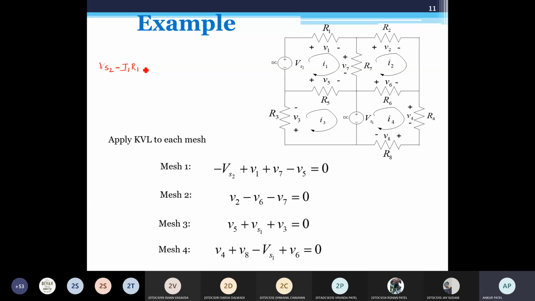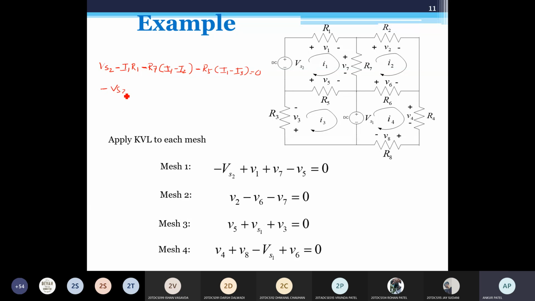Then for V7, V7 is given. For R7, we have two currents. So minus R7, and you apply for the current loop I1, so you can write I1 minus I2. For R5, the same two currents I1 and I3 flow through R5. So you can write minus R5 into I1 minus I3 equal to 0. Suppose you can shift this minus sign, as you have 0.